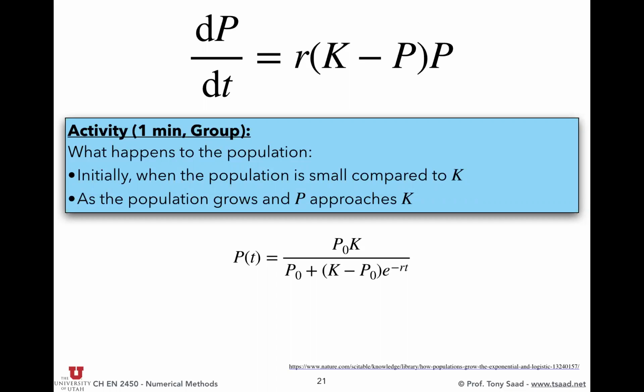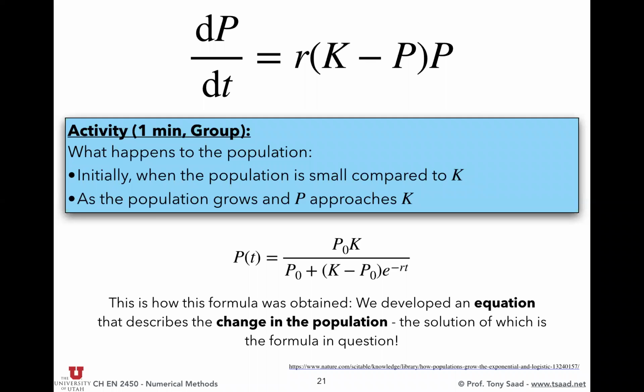When we plotted the curve, in fact, this was almost like a trick. We said we want exponential change early on, and we want the rate of change to be 0 at the end. Let's develop a switch over there. And that was it. We didn't even have to worry about the size of the population itself. Now, this is how this formula was obtained. What we did is pretty powerful. We developed an equation that describes the rate of change in the population. The solution of this equation was the function that we were looking for.